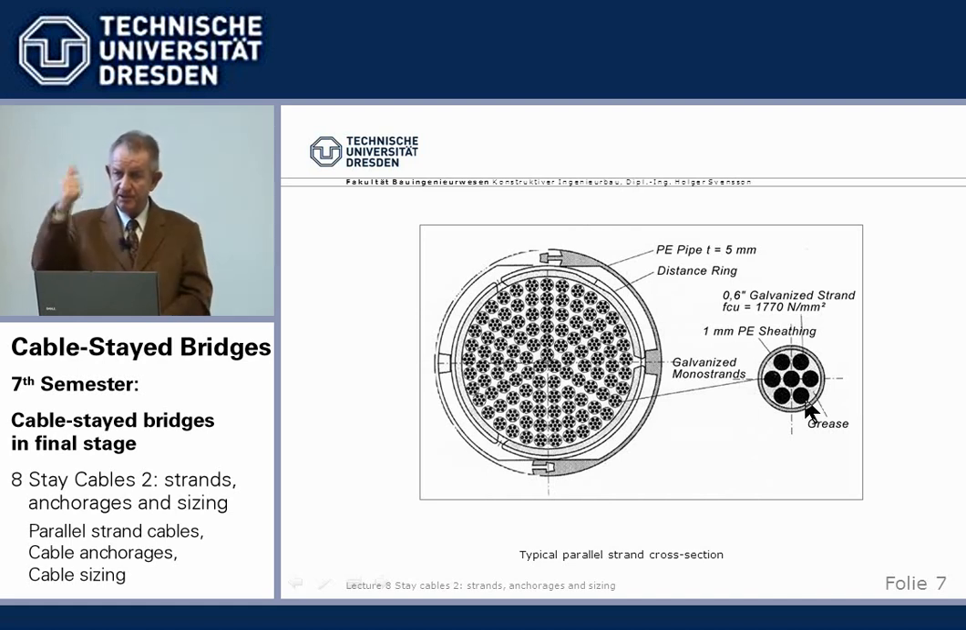I repeat, the wires are galvanized, number 1. There's grease in between the interstices, number 2, and there's a PE pipe around. So we have 3 barriers around every individual monostrand. They are then placed together, and there's an additional PE pipe. This is here shown as 2 half pipes which can be snapped together. There's a locking mechanism here. So if you want to, that's a 4th barrier we have here.